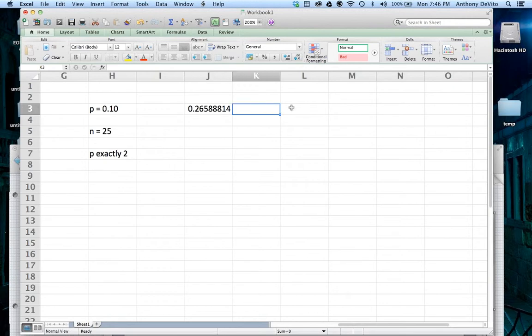Let's do something interesting. I'm going to say, what's the probability of having nobody that has diabetes? Well, one way to do that is 0.1 times 0.1 times 0.1 times.